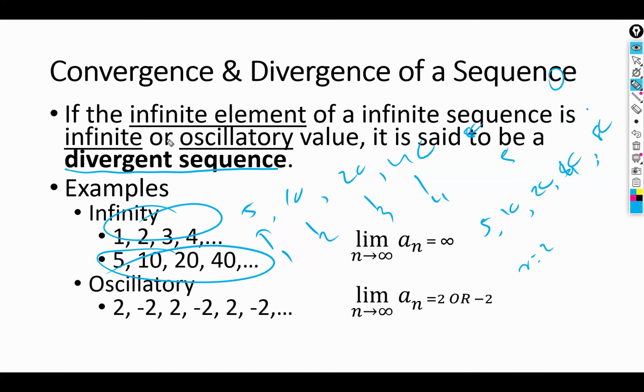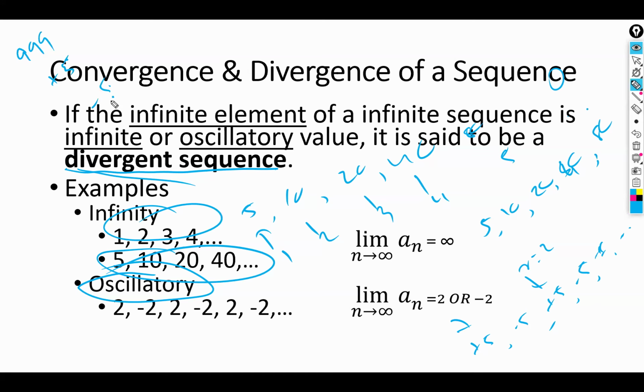The second possibility is oscillatory sequences, which are also divergent, like +5, -5, +5, -5, +5, -5. The odd terms, 1, 3, 5, are +5. So what about the 999th term? +5. What about the thousandth term? -5. 1001st term, +5. 1002nd term, -5. So what about the infinite term? You can't say whether it's +5 or -5. We can only say that it's either +5 or -5.